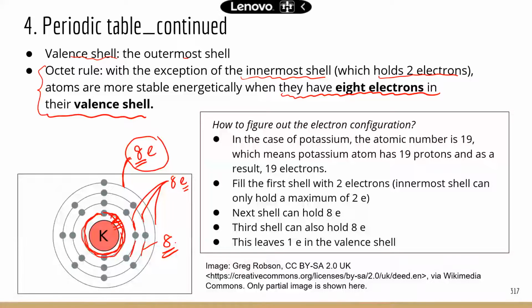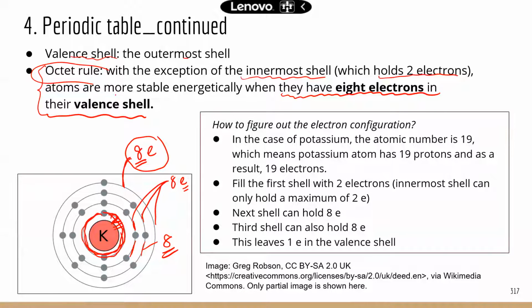All right, now TEAS may give you examples of elements or atoms, and then you need to figure out what's going to happen to this atom. How is this atom going to behave, right? And the basis to answer that question is you need to figure out how many electrons are in the valence shell, and the atom is going to behave in a way so that it can satisfy this octet rule.